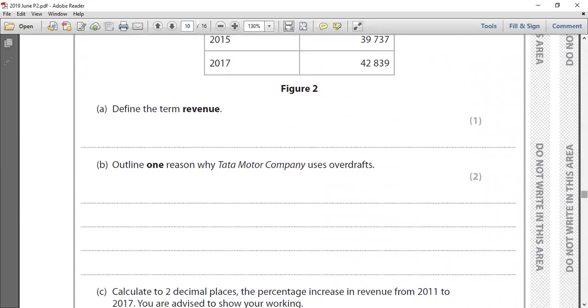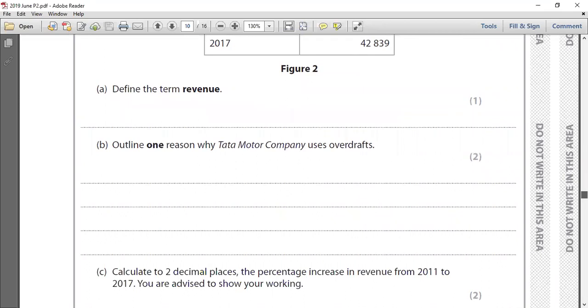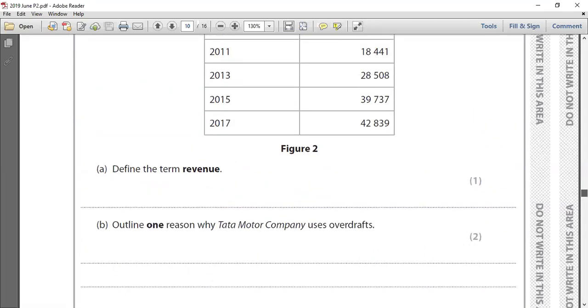The first question asks, define the term revenue. For this kind of question you can try the formula, price times quantity, but I always encourage you to write a full sentence. You can say it is the amount of money that you raise by selling goods and services.